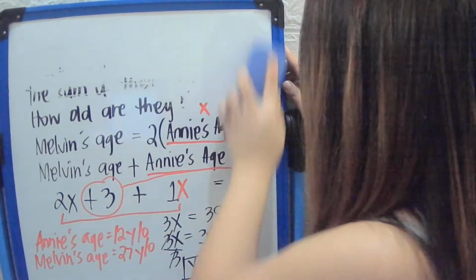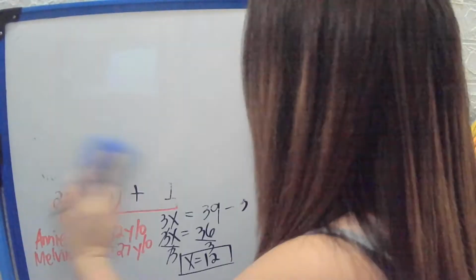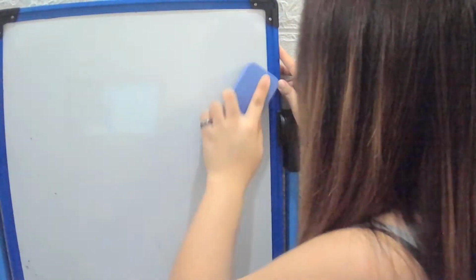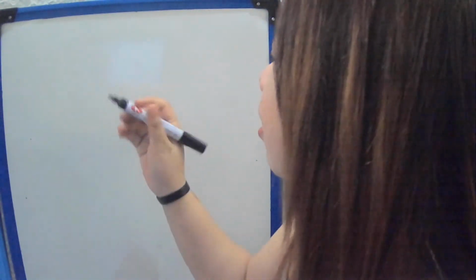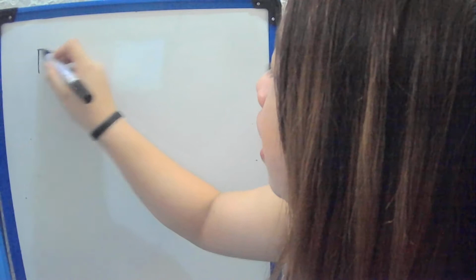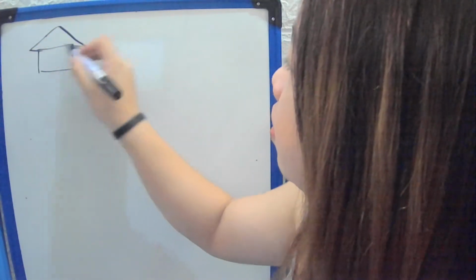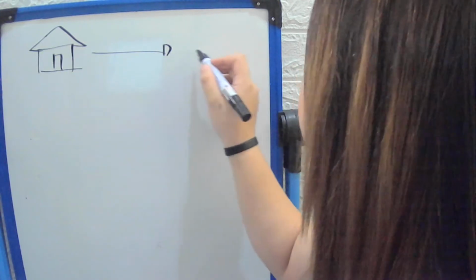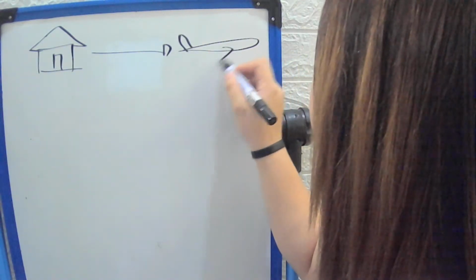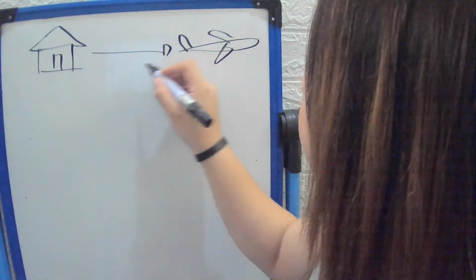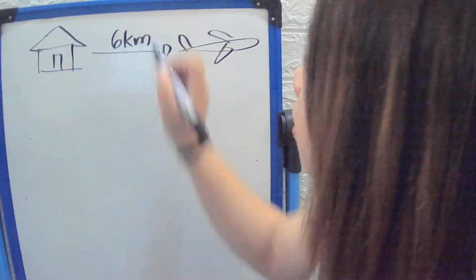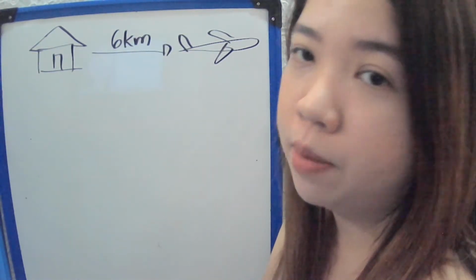Another application ng linear equations in two variables sa distance traveled. So, for example, na-lift na yung travel ban. Okay? Lifted na, meaning pwede ka lang mamasyal. Sana all. So, let's say ito yung house mo. So, pupunta ka sa airport. So, papasensyahan nyo na yung drawing ko, ha? Yan. So, from your house going to the airport, you must travel 6 kilometers. Ganun kalayo yung bahay mo doon sa airport.